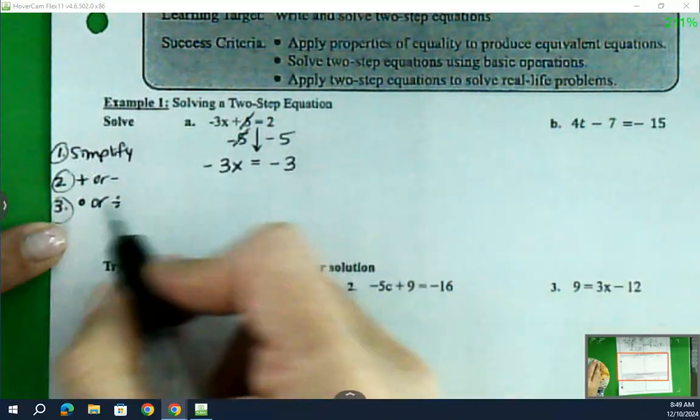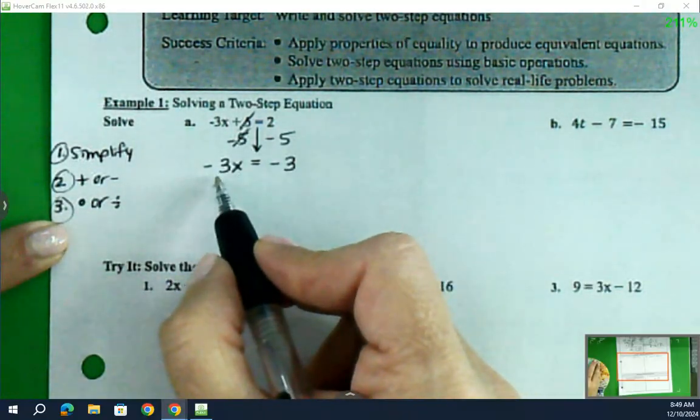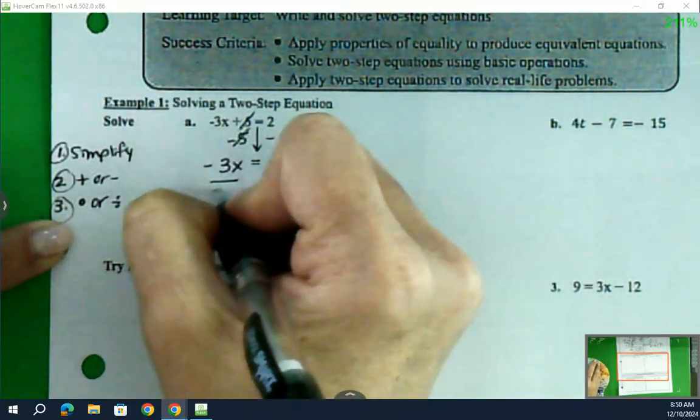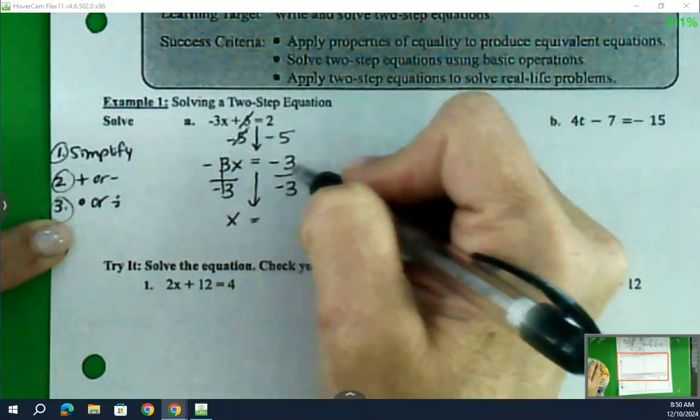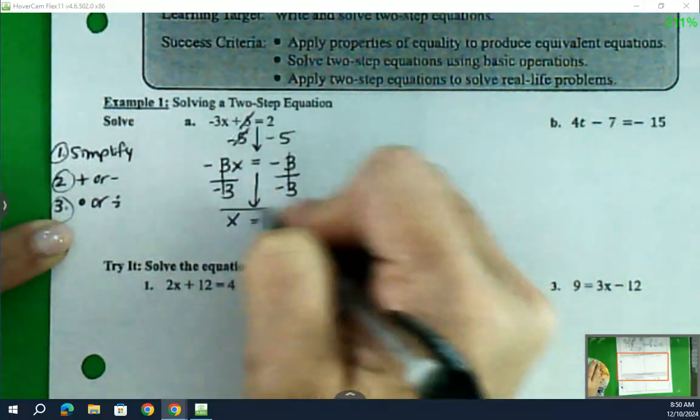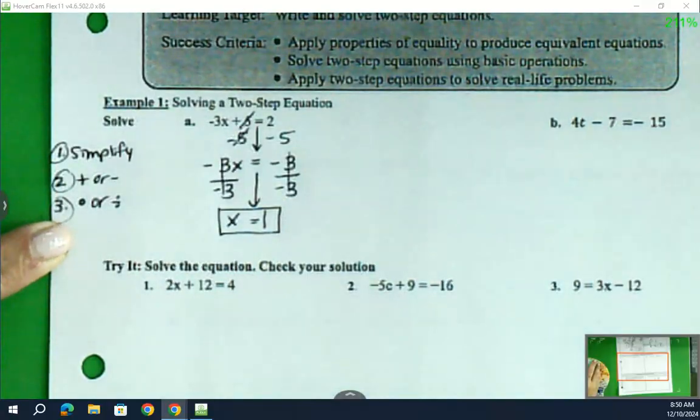And now we have multiply or divide. X is being multiplied by negative 3. So the opposite would be to divide out that negative 3. So negative 3 divided by itself is 1, and 1 times x is x. Again, over here, negative 3 divided by negative 3 is positive 1. So our answer is x equals 1.